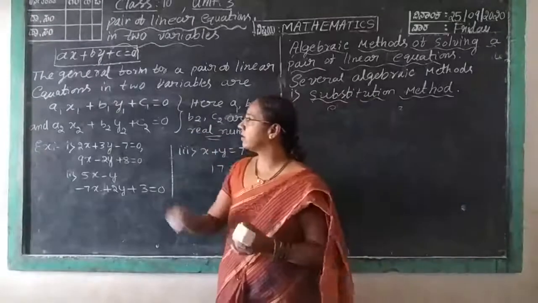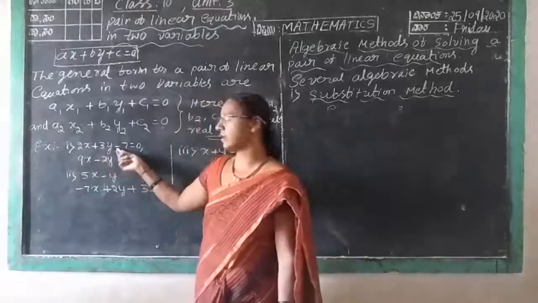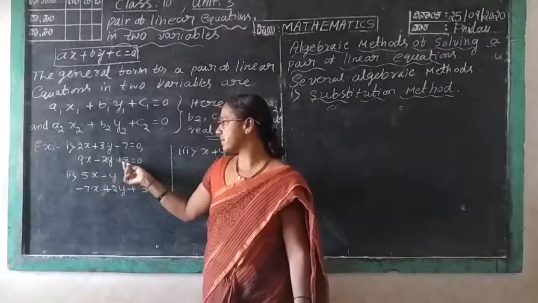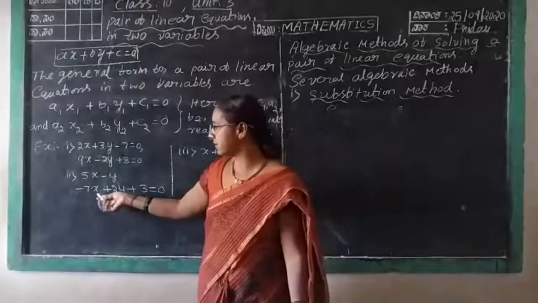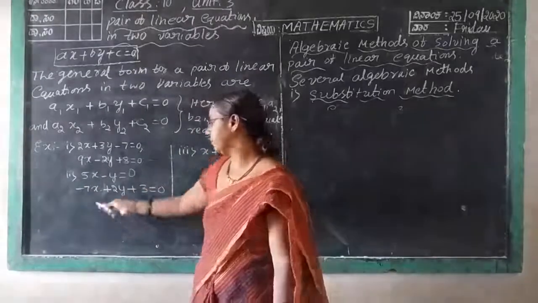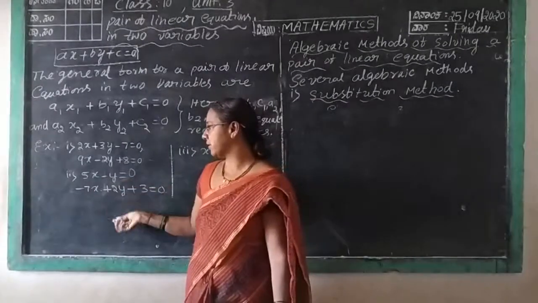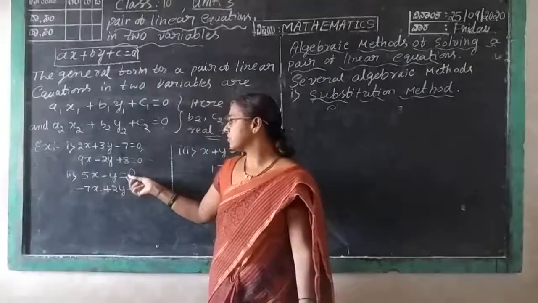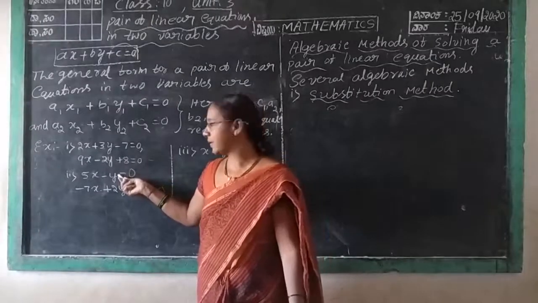Examples of linear equations in two variables: one is 2x + 3y - 7 = 0 and 9x - 2y + 8 = 0. Another example is 5x - y = 0 and -7x + 2y + 3 = 0. Here there are two equations. In the first equation, the constant is not represented, which means it is 0.